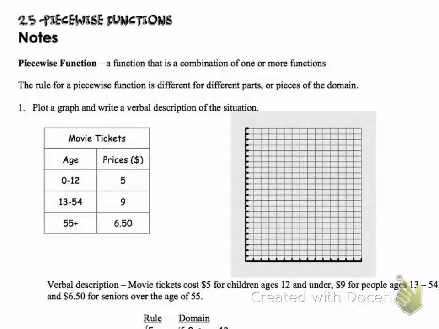We're going to draw one. It's talking about the price of movie tickets based on your age. So if you're a child, you get a discount. And if you're a senior adult, you get a discount. And if you're in between, you have to pay an insane amount.